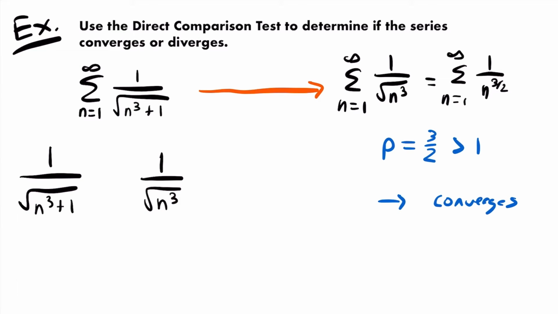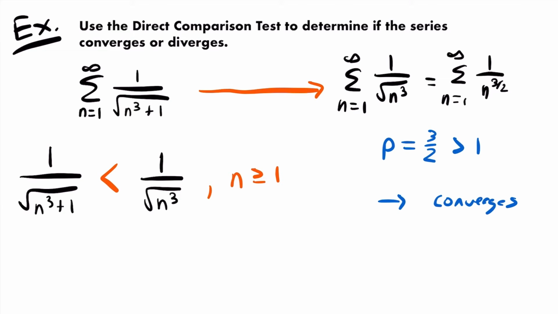The square root of a larger number will be bigger than the square root of a smaller number. And so for all values of n, we can say that this expression will be less than this expression. The denominator is always bigger, and so that value will always be smaller. And that is true for all values of n greater than or equal to 1 for our two series.